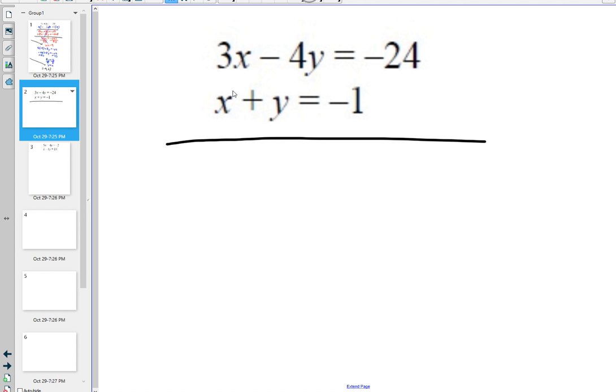What is the least common multiple of 3 and 1? It is 3. If I want to make the y's match, what number would they match at? Well, it'd be 4. The only thing about the signs is that they need to be different. And actually, not that you have to, because you can make the signs different if you want to, but since the y's already have different signs, I'm going to choose to eliminate those first.